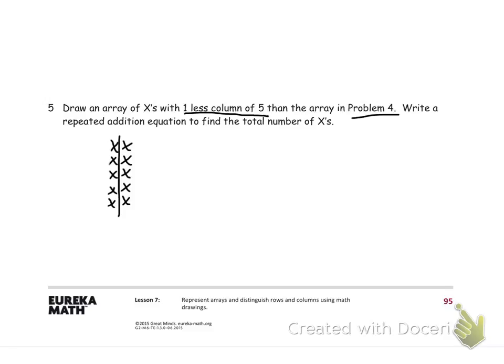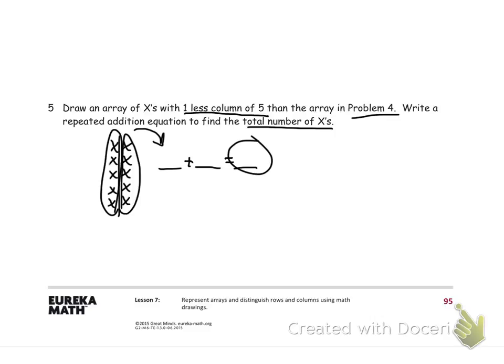Then I need to write a repeated addition equation to find the total number of x's I have left. So I've got 2 groups. Each of those groups has 5 in it, so I would simply have blank plus blank equals blank, and then you would just fill in the number in each of these blanks, and then find the total.